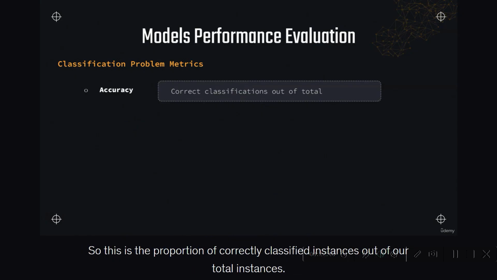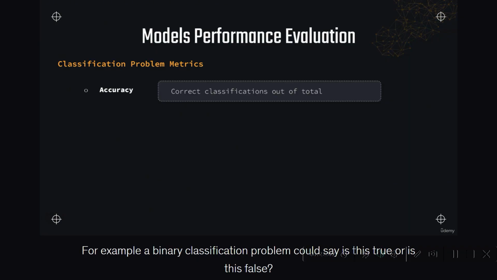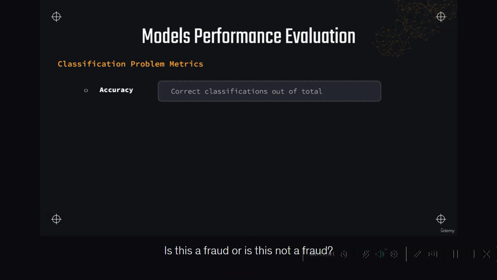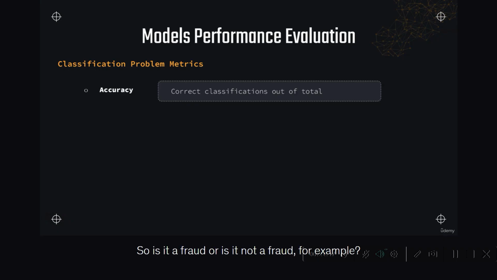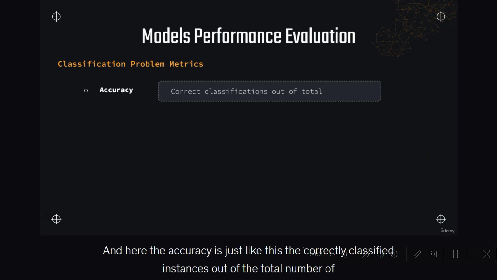So this is the proportion of correctly classified instances out of our total instances. A classification problem essentially is choosing between different classes. For example, a binary classification problem could say, is this true or is this false? Is this a fraud or is this not a fraud? Of course, we can also have a multi-class classification problem. In this case, we would have multiple classes, but we always try to predict in which class this falls. So is it a fraud or is it not a fraud, for example? And here the accuracy is just the correctly classified instances out of the total number of instances.